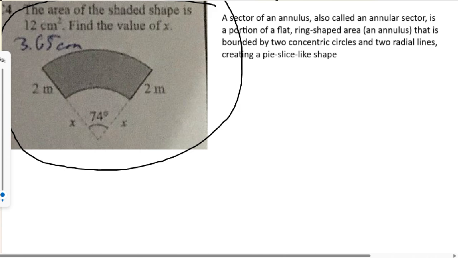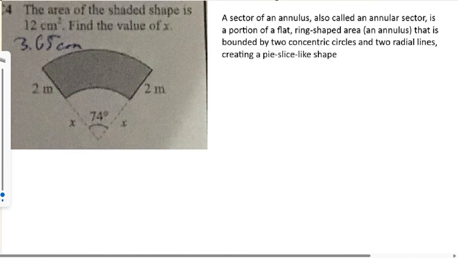The area of the shaded shape, so this is the shaded shape, is 12 centimeters. Okay. We need to find the value of this part of the radius, which is x. And I was caught off guard earlier. I didn't know how to work it out. And it says the answer is 3.65 centimeters. So let's take a look.